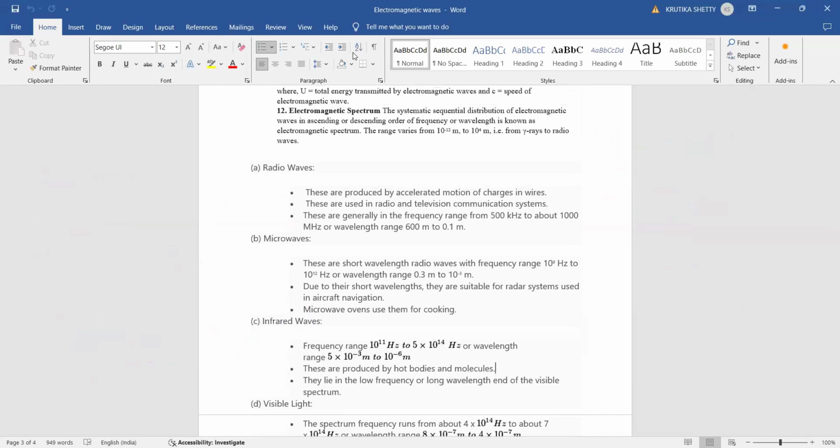That is microwaves and the radio waves. So we have discussed the earlier ones already. So we will go for the microwaves now.